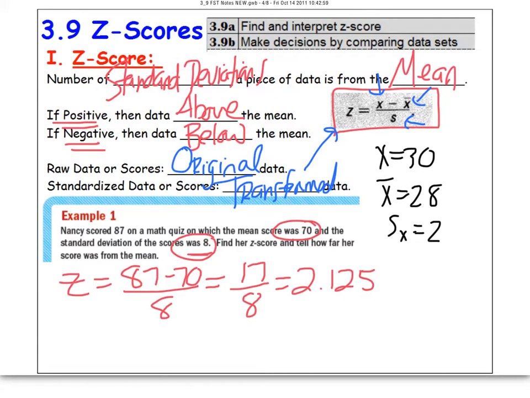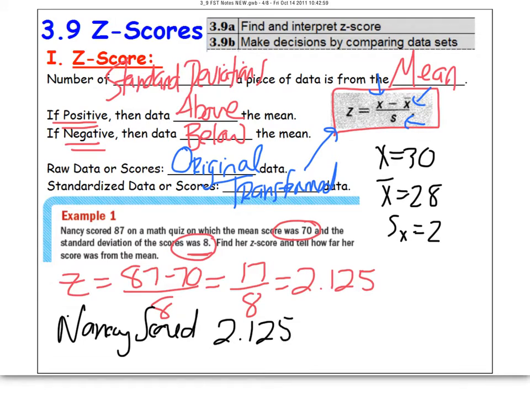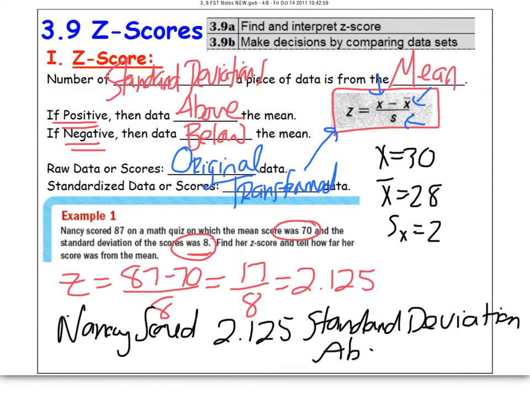What that means is you would say Nancy scored 2.125 standard deviations. You have to talk about the direction on this: above the mean. I know it's above the mean because her z-score came back as a positive value. And think about it, 87 points, the mean of 70, clearly she's above it.